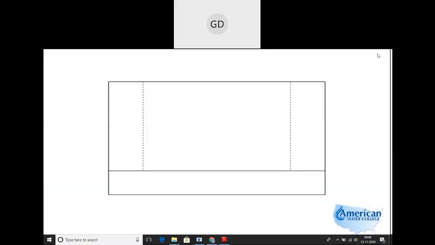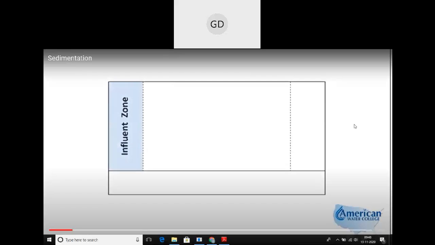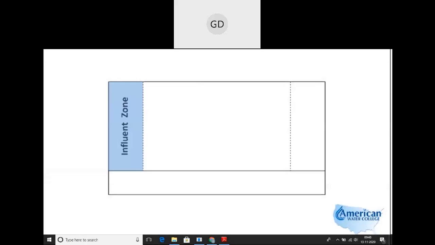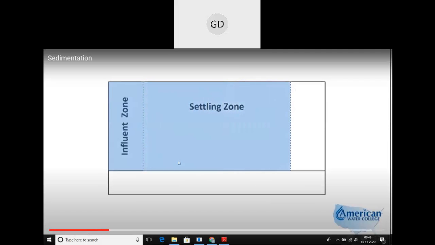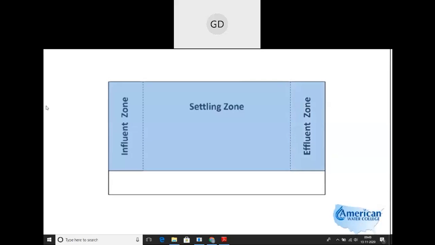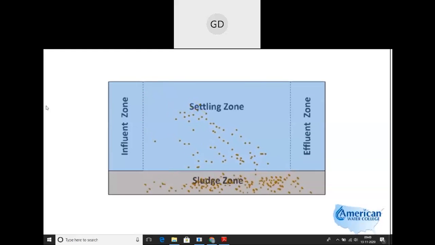And here we have a rectangular sedimentation basin with its influent zone. So the first zone of a rectangular sedimentation basin is the influent zone, and this is where water enters the tank. As the water moves through the tank, it enters the settling zone, and this is where the settling takes place of the particles that will settle out. And at the end of the basin is the effluent zone, and this is where the water leaves the basin. And on the bottom, we have the sludge zone. The sludge zone is where the settled solids collect. So these are the four main zones of a conventional sedimentation basin, whether it's rectangular or circular. The influent zone, the settling zone, the effluent zone, and the sludge zone.